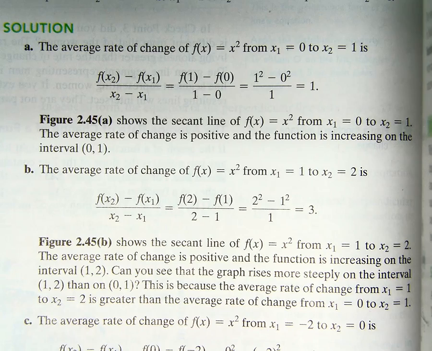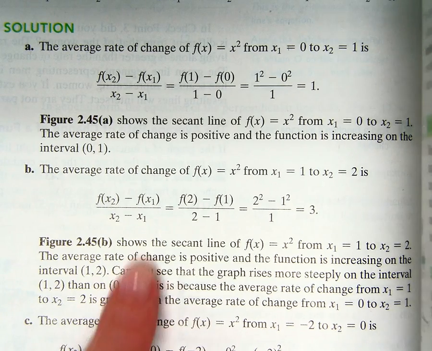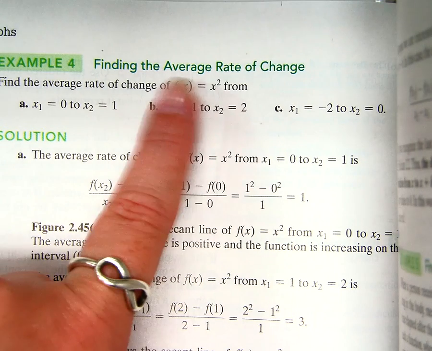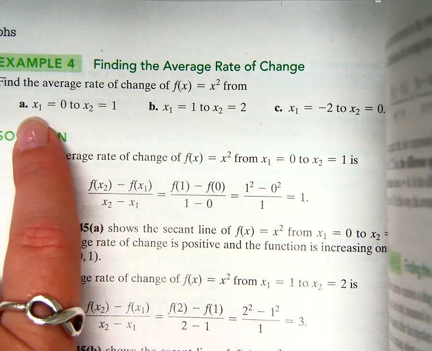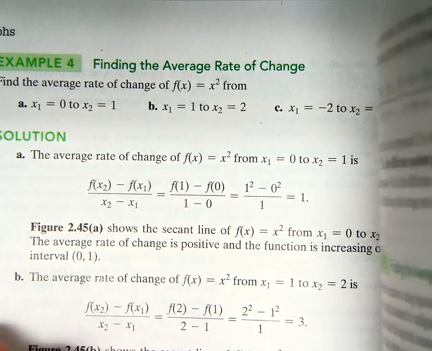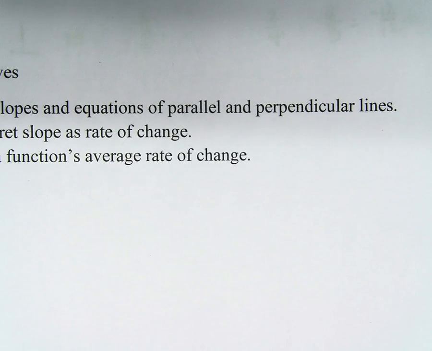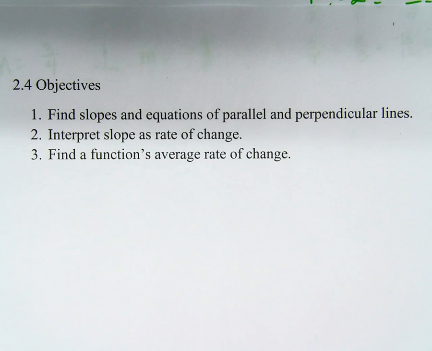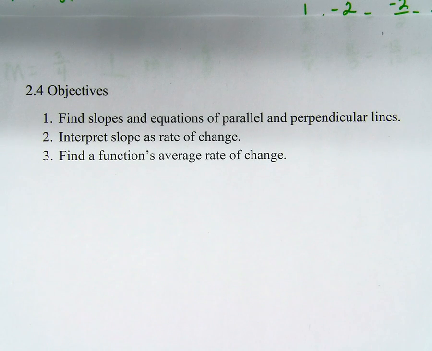Does that make sense for finding average rate of change? You don't just take the numbers you're given. You actually have to evaluate these two numbers at the function to find your f of x sub 1 and f of x sub 2. Got it? So those are our three objectives today. Finding the slope in equations of parallel and perpendicular lines, interpreting slope as a rate of change, and finding a function's average rate of change. Any questions?